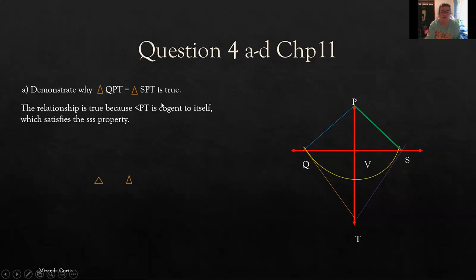Okay, so we look at Q, P, and T right here to triangle SPT. The relationship is true because PT is congruent to itself, and the SSS property, side, side, side, means all the sides are equal.